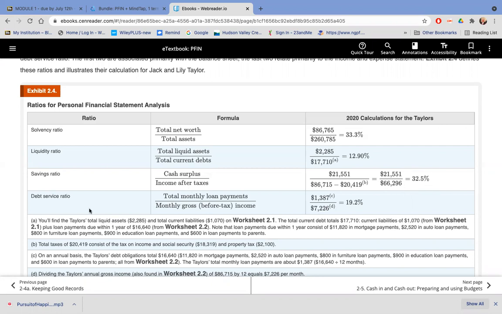Okay. Another thing to look at is your debt service ratio. Now, this is the amount of loan payments you're making per month compared to your gross income for that month. Okay. So here the Taylors have $1,387 of loan payments on a monthly basis, and they make over $7,000 per month in their gross income. So that debt service ratio is 19%.